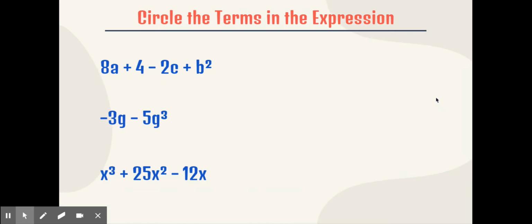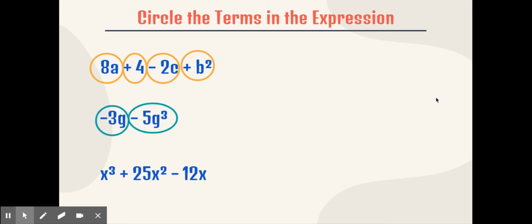Okay, we're going to circle the terms in these expressions. So look at the first one. We have 8a, a positive 4, a negative 2c, and a positive b squared. In the next expression, we have negative 3g and negative 5g cubed. And in the third one, we have a positive x cubed, whose coefficient is 1, a positive 25x squared, and a negative 12x. The sign belongs to the number behind it.